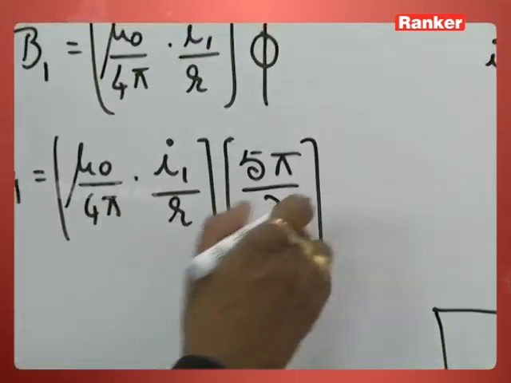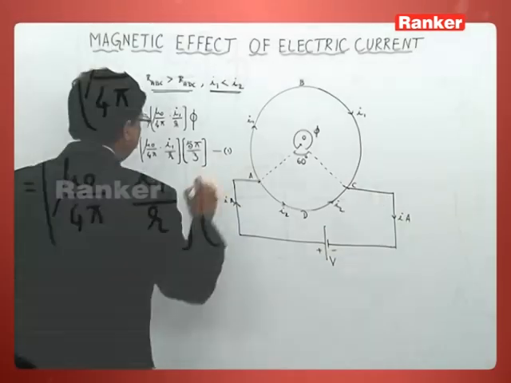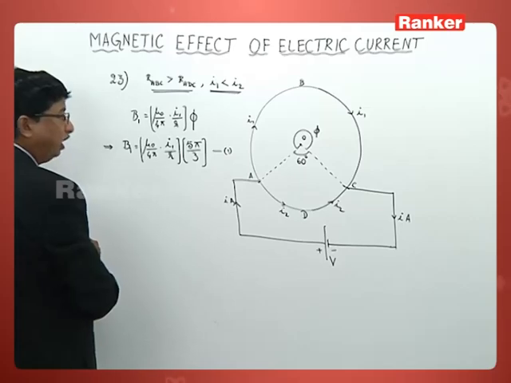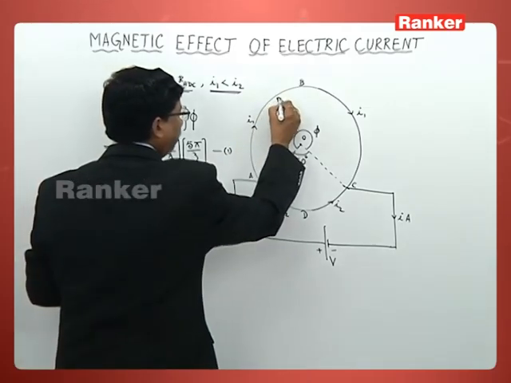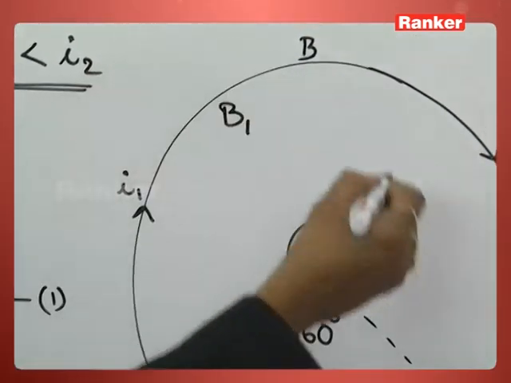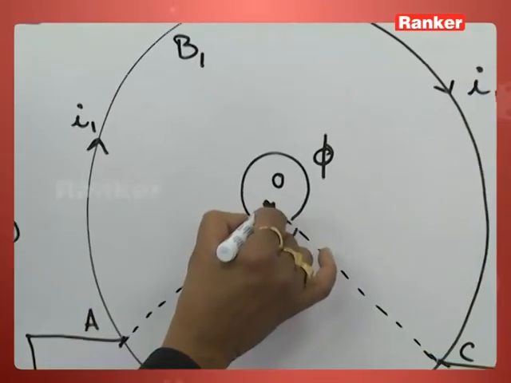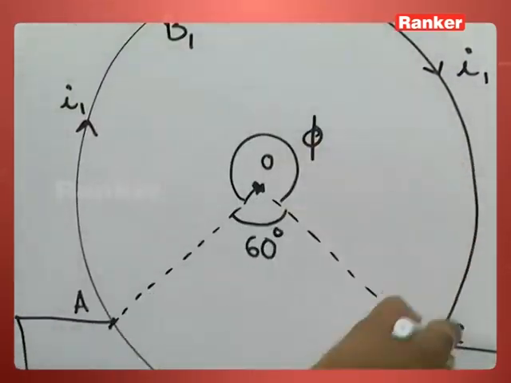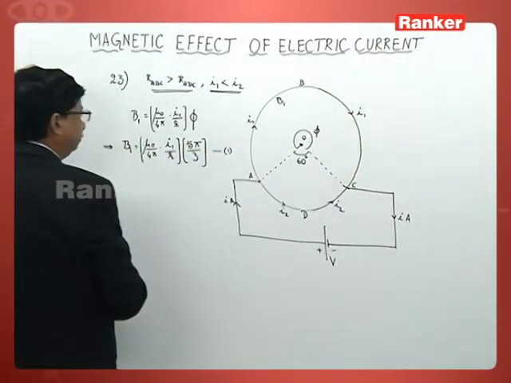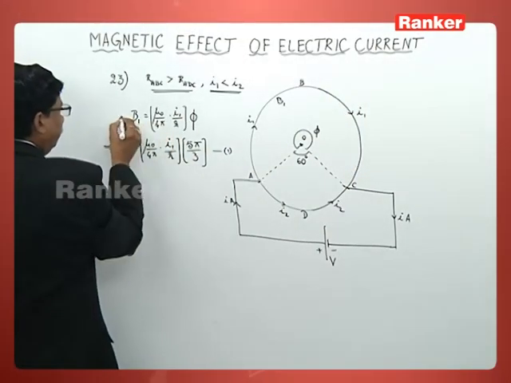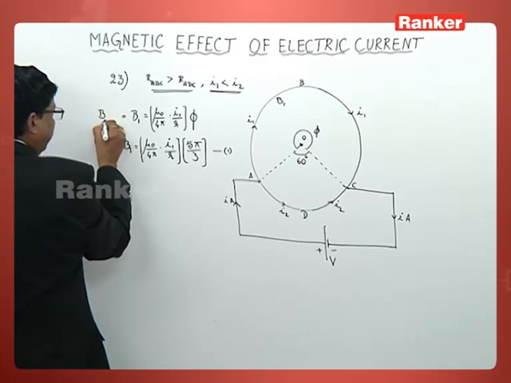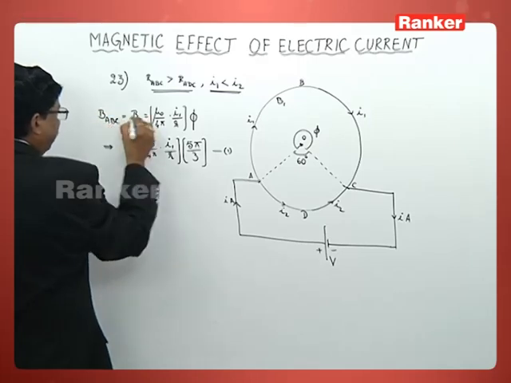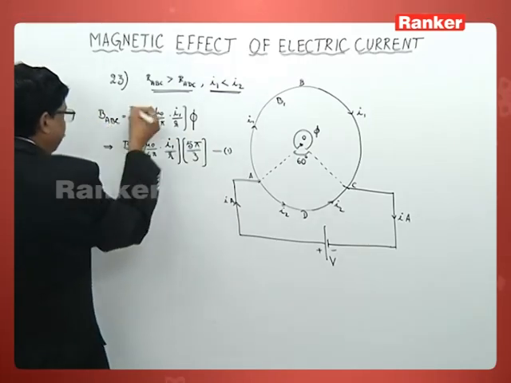So this is my first equation. And what is this B1 officially? B1 is nothing other than the magnetic induction at this point O due to the current passing through ABC. That is what we are writing. This is B ABC. That is what I am calling B1.